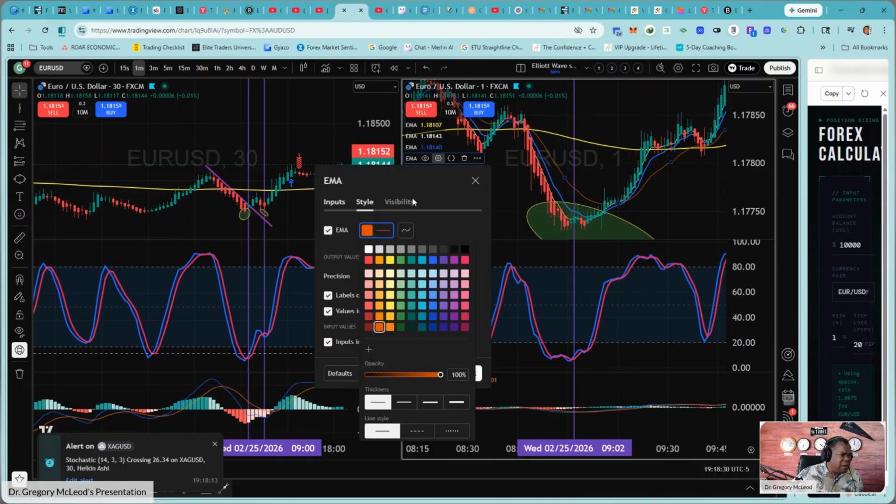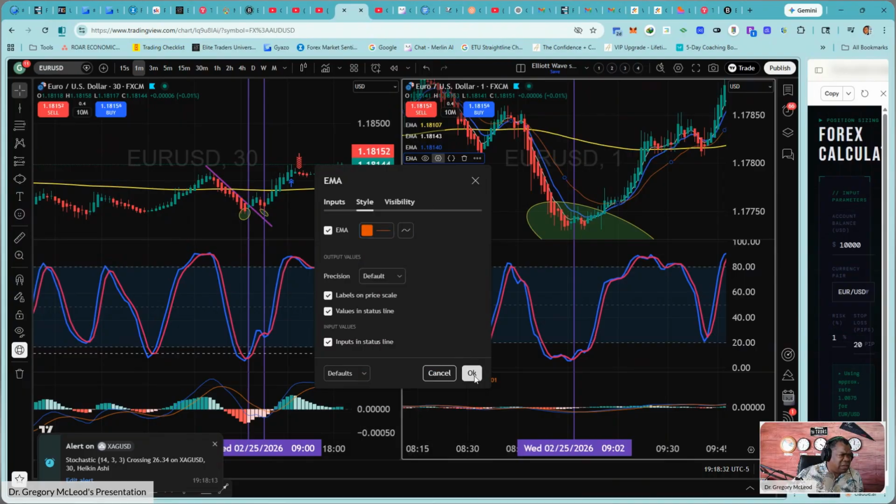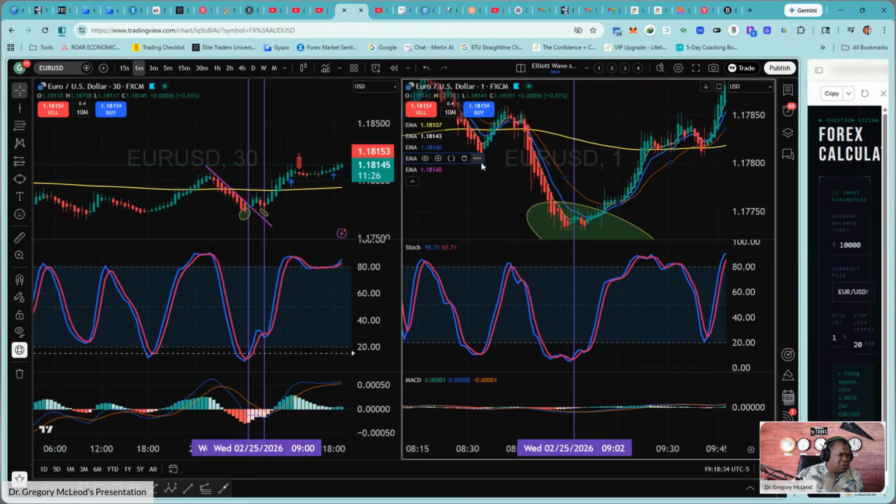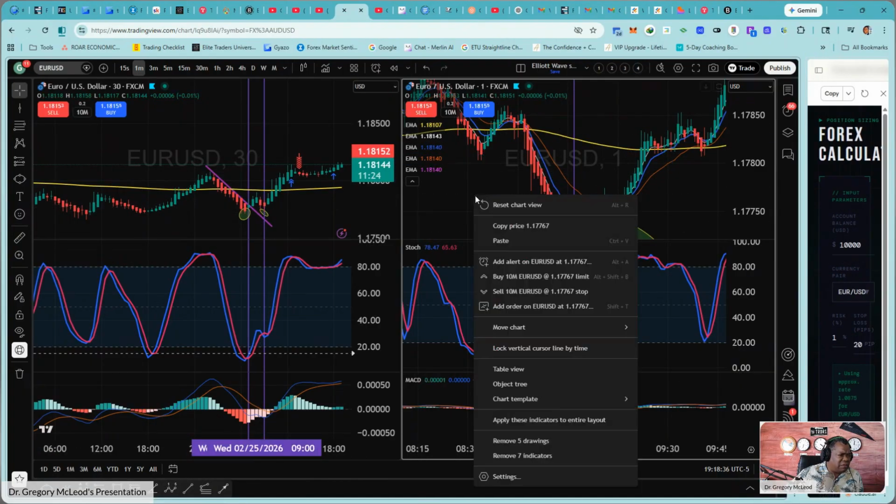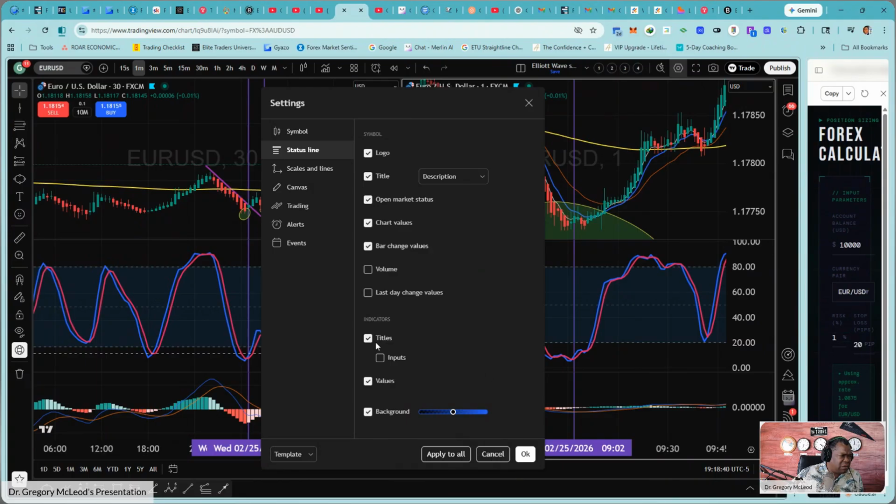Cool, all right, got that. And then click OK. And then what I'm going to do is get rid of, I don't want to see these things. I'm going to settings, get rid of the titles, get rid of values, click OK.